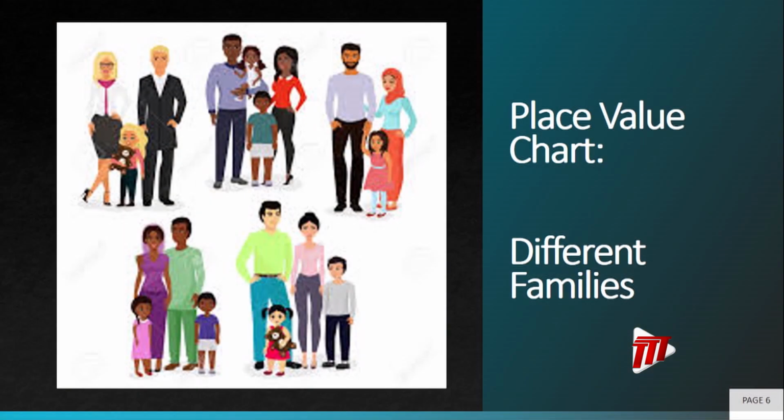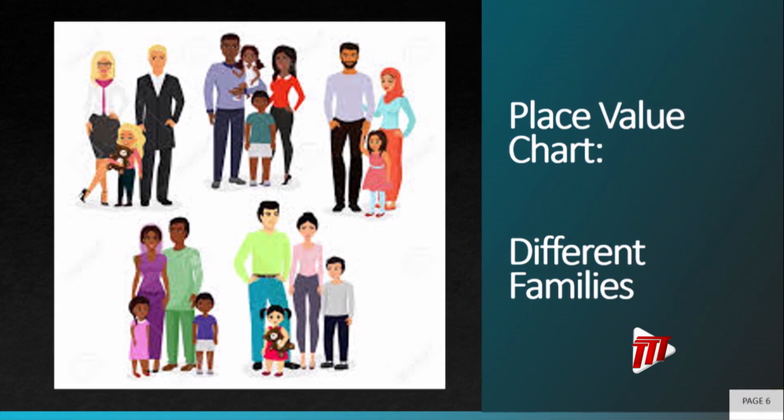So for place value, a simple way to think about it is families. In our place value chart, there are different families, but each family has something similar. And it's that each of the families is made up of 3 members. How many members make up each family? Good, 3 members.